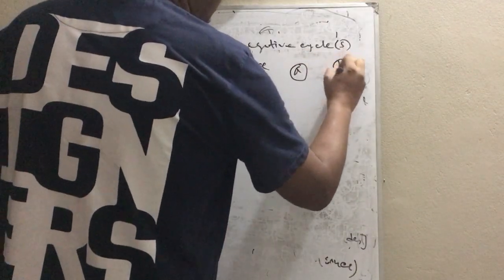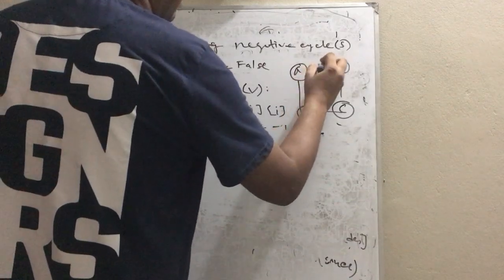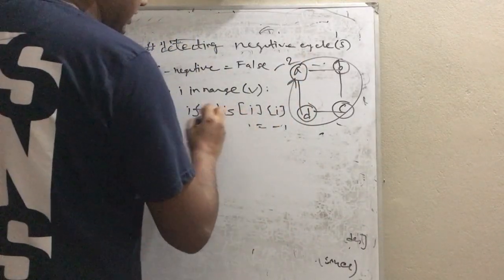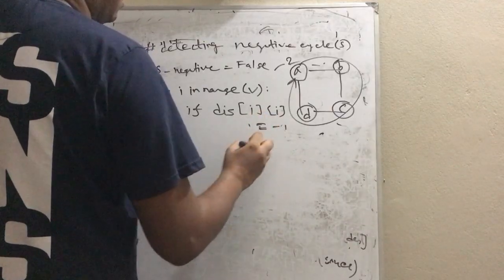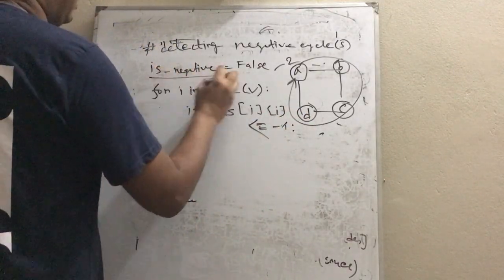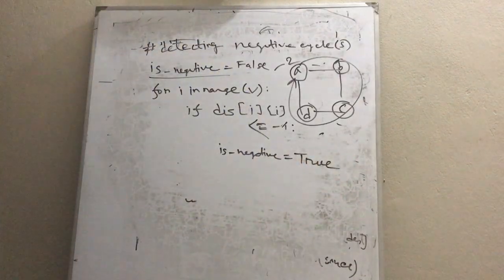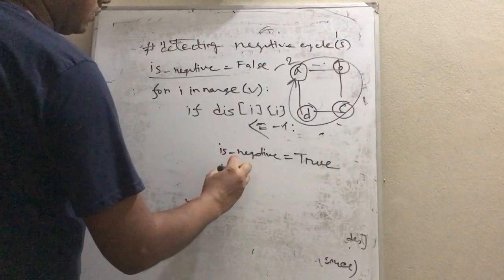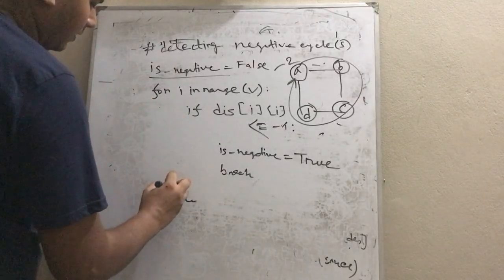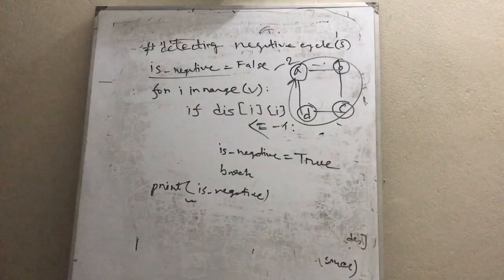So here we take B, C, D. If the distance becomes negative, so from A to A, if the distance is like -2, then this is a negative cycle. So if distance[i][i] is equal to -1 or less than -1, is_negative equal true. We can run the for loop or we can just break the loop. So now print is_negative. So if it is true, print will be true. If it is false, print will be false.